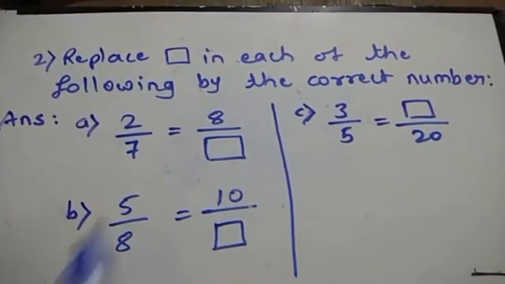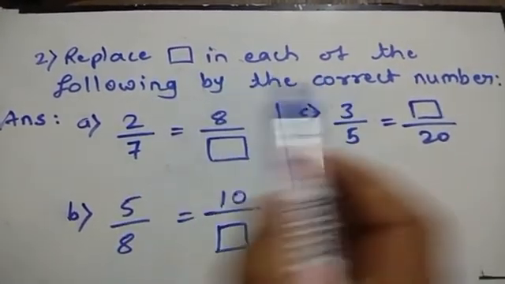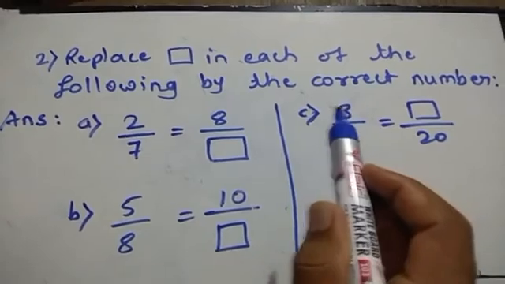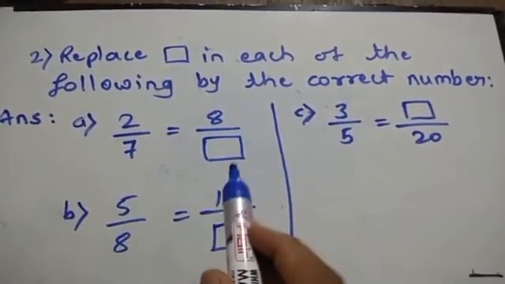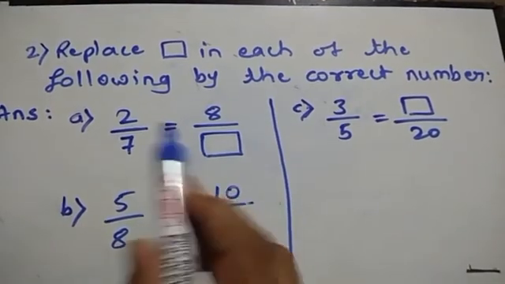Next question is, replace the box in each of the following by the correct number. Here we can see one example, 2 upon 7 is equal to 8 upon this box. This equal to sign means what? Both the fractions are equivalent.